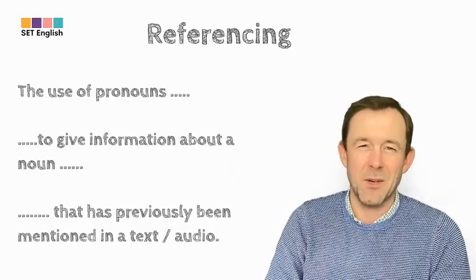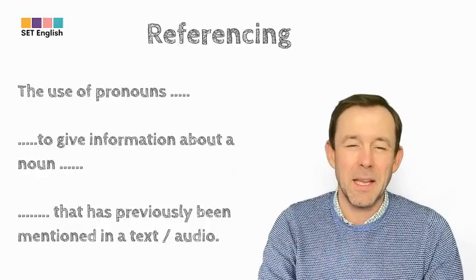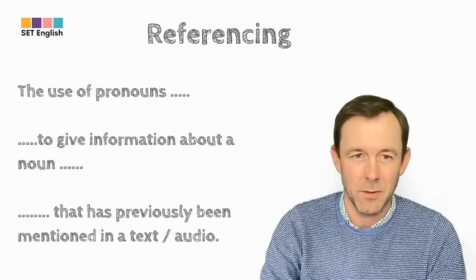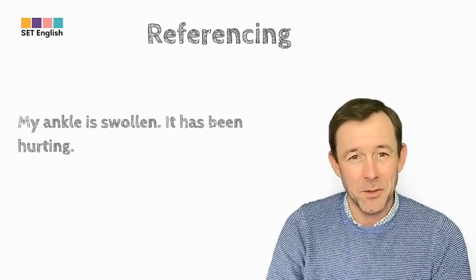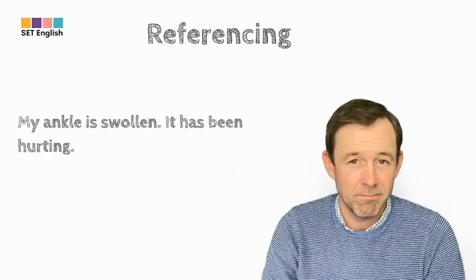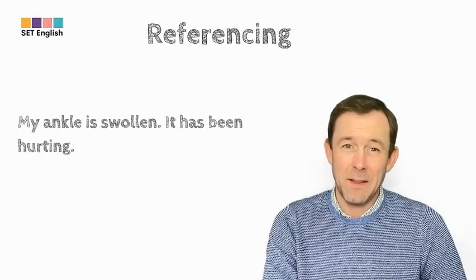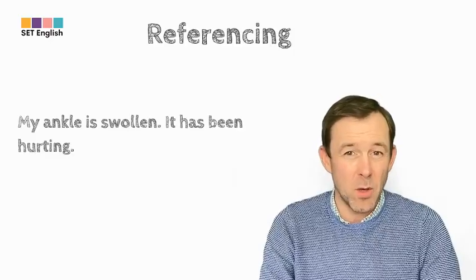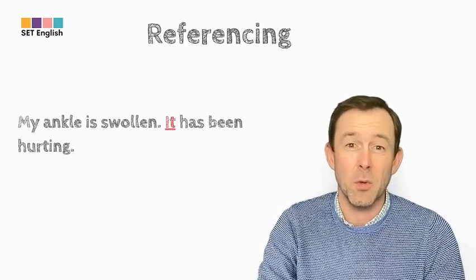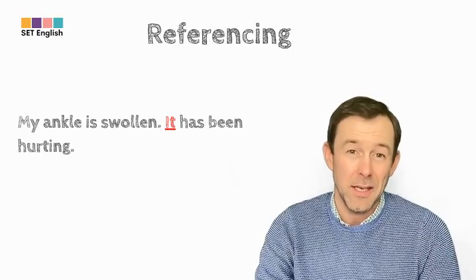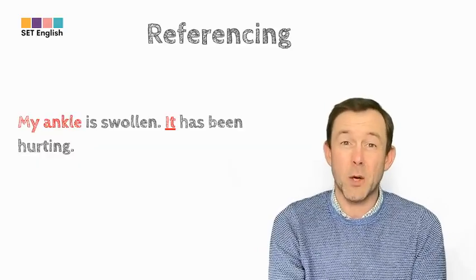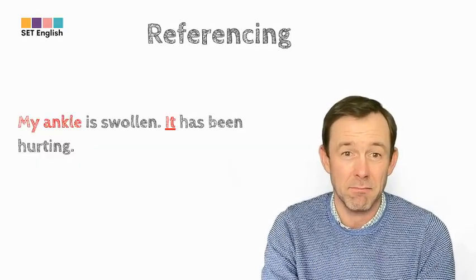All right. Now, I know that sounds a bit complicated, but let me give you a really obvious example and you'll say, oh, I know what that is. Okay. So my ankle is swollen. It has been hurting. So in the first sentence, we've said my ankle is swollen. And then in the second sentence, we have referred back using the word it. And of course, it means my ankle. Okay, so that's a really obvious and easy bit of referencing, okay?